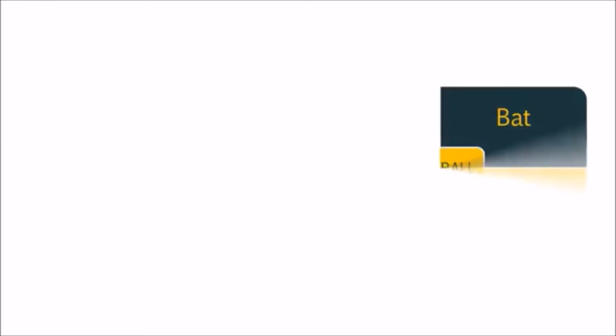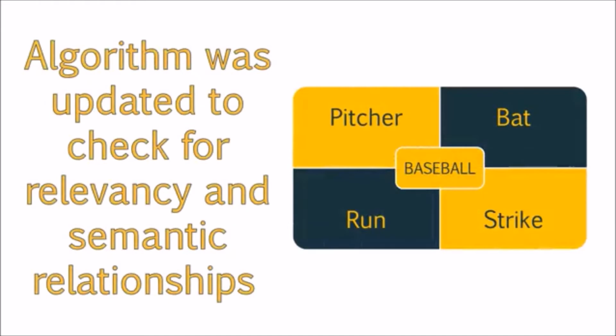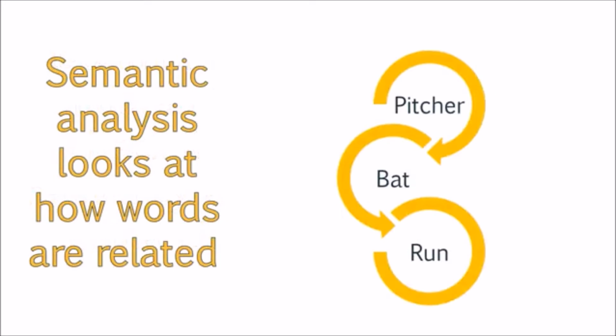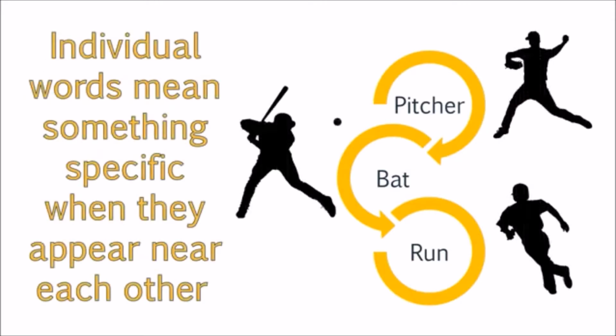In order to help determine the theme of a page and the relationship between words, Google improved their algorithm to check for relevancy and semantic relationships. This created more of a holistic approach to SEO and content optimization. Semantic analysis basically looks at how words are related and what the relationship between two words may be. For example, a site about baseball should contain words like pitcher, bat, and run. All of these words might mean something different out of context, but together they help support this page's theme of baseball.